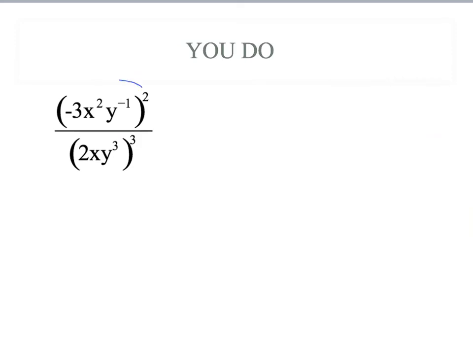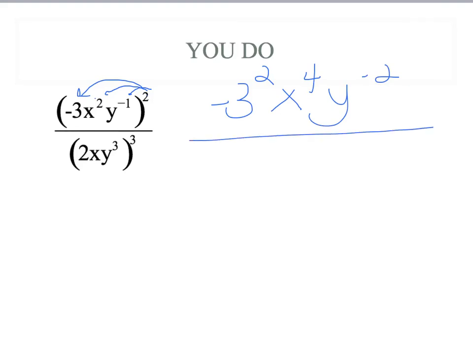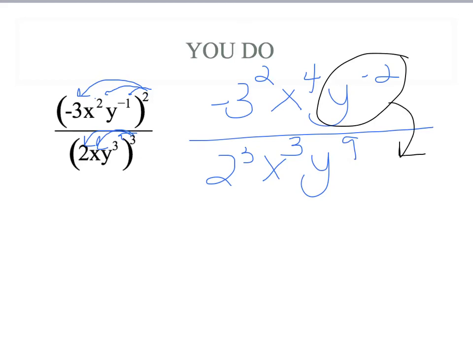Okay, so here we have power to powers. So negative 3 squared, x to the powers multiply, 4th, and y to the negative 2. I'm multiplying here over, again, 2 to the 3rd, x to the 3rd, and y to the 9th. Next step is to get all positive exponents. So I'm going to move this negative down to the bottom. Now it's positive down here.